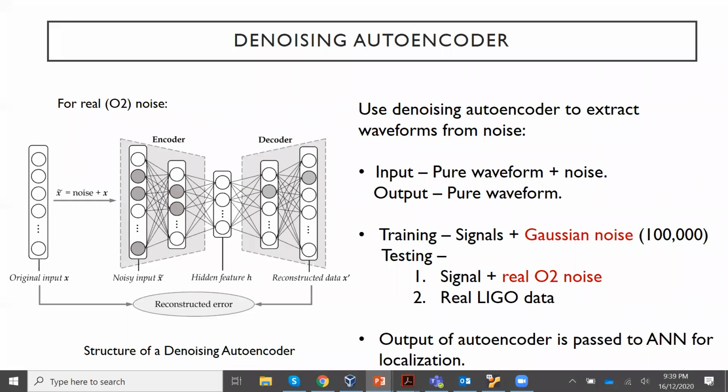And for training, I use signals injected in Gaussian noise. I have about 100,000 samples. For testing, I have two cases: signals injected in real O2 noise, and also real LIGO data for some of the actual gravitational wave events that were observed. The output of the autoencoder, which is the pure waveform that I'm able to obtain, is then passed on to the ANN for localization. Again, the ANN here refers to the artificial neural network that I mentioned previously.